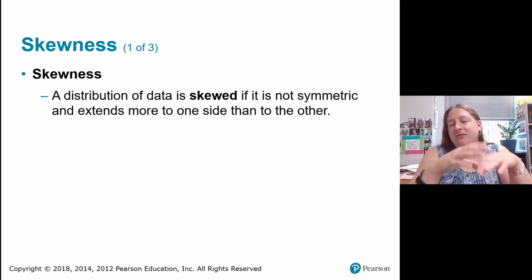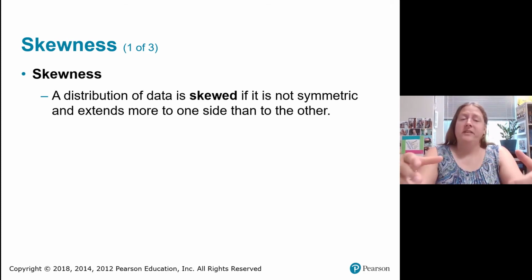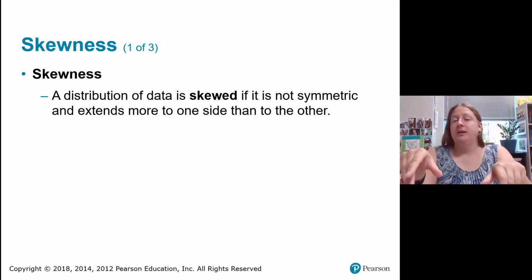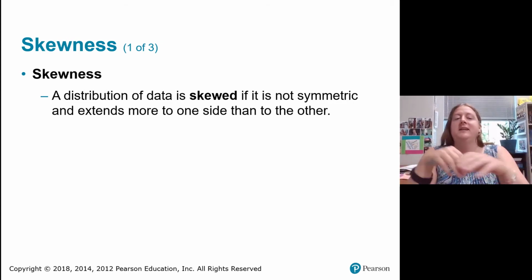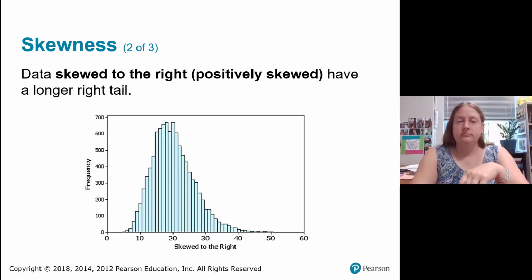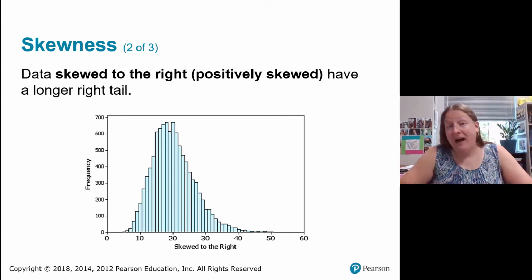Skewness. If something's not normal, one of the things that could happen is it could be skewed. So if it's not symmetric, it tends to extend out one way or the other, then it's skewed. When our data is skewed to the right, or towards the positive values, has a longer tail out towards the positive values, towards the right, we say it's skewed to the right.